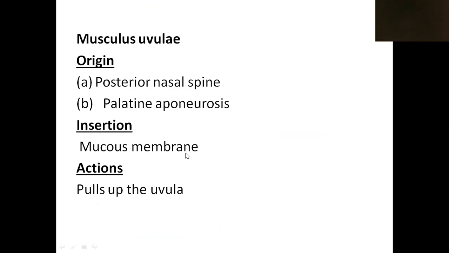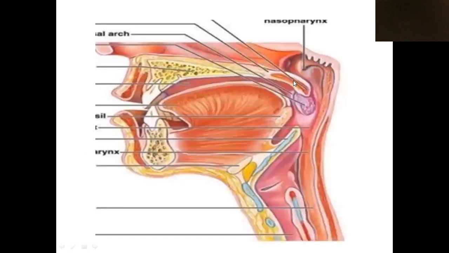Insertion to the mucous membrane. What is that mucous membrane? See here in this diagram, imagine this white colored area represents the mucous membrane. Okay, so this yellow colored area is the hard palate. So the posterior end of the hard palate comes here. That means here comes the posterior nasal spine.